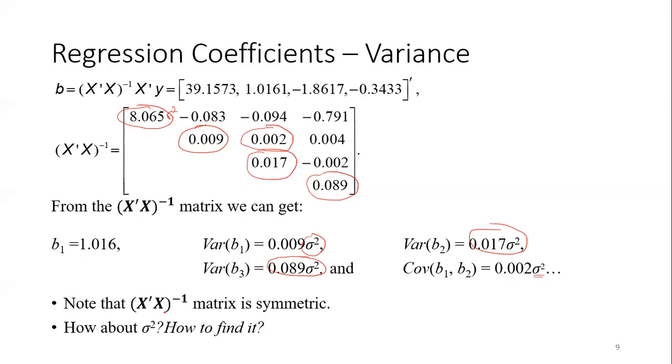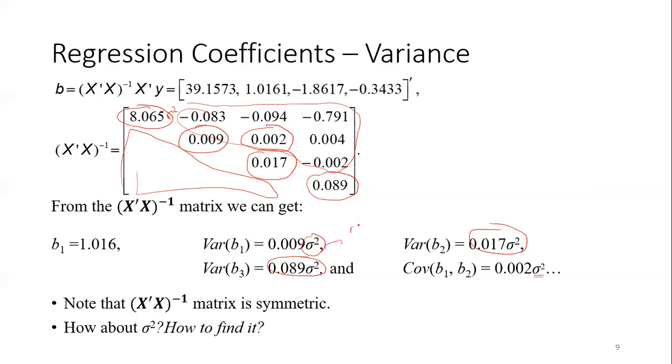Of course, X transpose X is a square matrix, and it's a symmetric matrix. So once you know the upper triangle, you know the lower triangle because they are symmetric. Okay, that's fine.